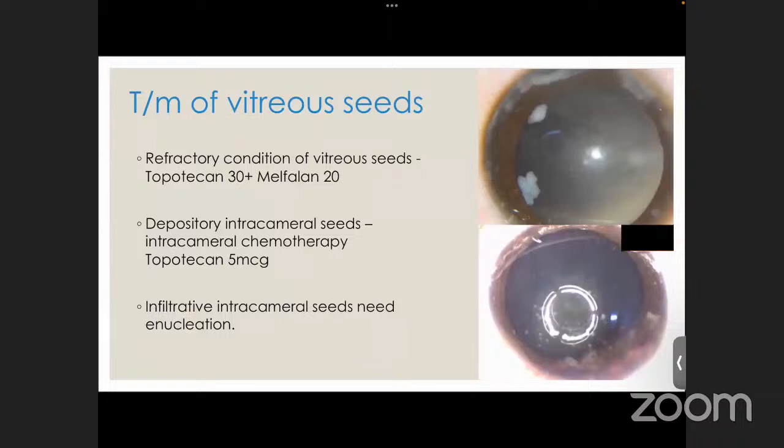If there are vitreous seeds in the anterior chamber, like in the first picture, these are depository intracameral seeds which come through the zonules, and intracameral chemotherapy with topotecan 5 microgram can be given. But if the deposits are infiltrative, like they infiltrate the iris, as you can see in the second picture, the iris is infiltrated and becomes D-shaped. So infiltrative intracameral seeds need enucleation.